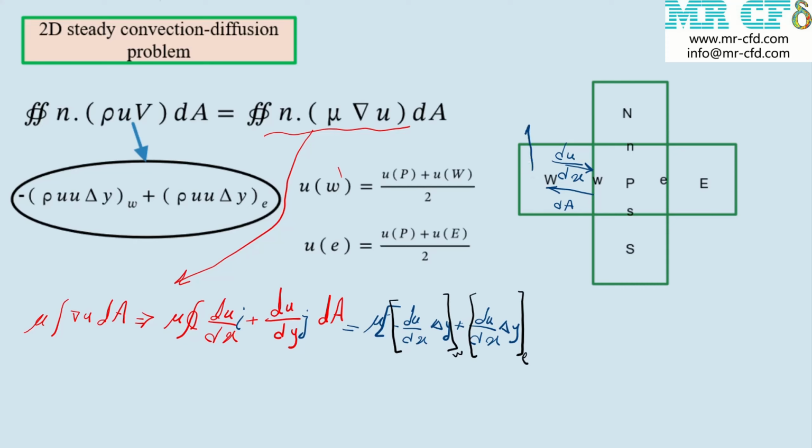And also, if we look at the first derivative of u with respect to y and the normal vector of the west face, these two are perpendicular to each other, and the dot product of these two will be 0. For the north face, dA and du over dy are in the same direction, and they can be added to the formula.